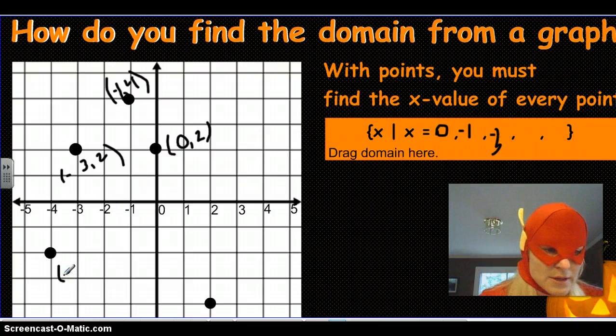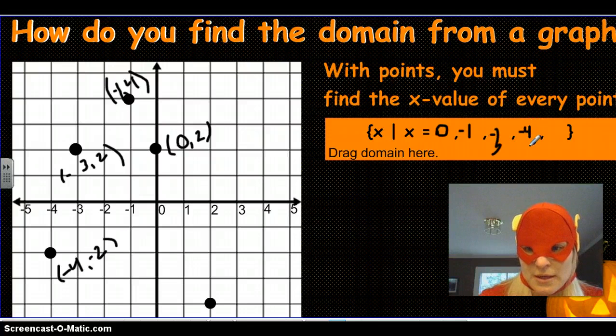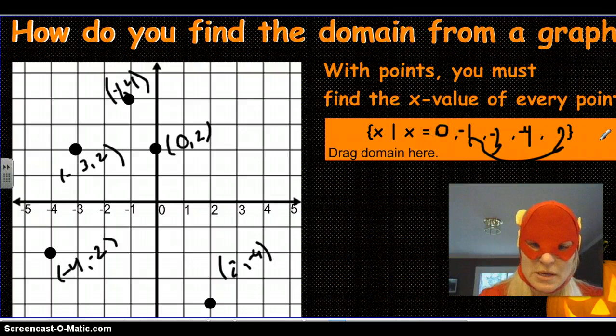Here we have -4 and -2 is its coordinates. So -4 is part of the domain. And then the last one here is 2 and -4. So 2 is part of the domain. Now I probably should have done that one first, so that they were in order from greatest to least. But anyway, it's still the domain. So my domain for this relation here, 0, -1, -3, -4, and 2. Although I should have written the 2 first.